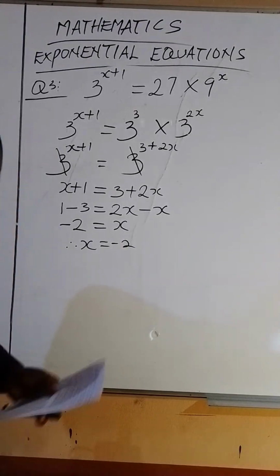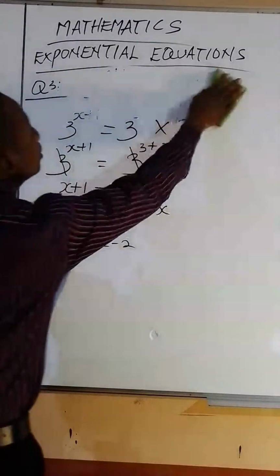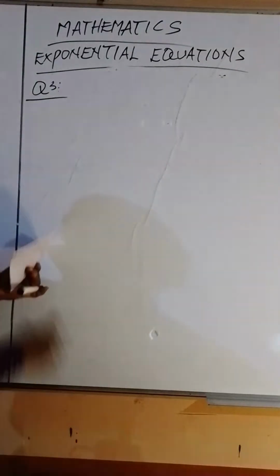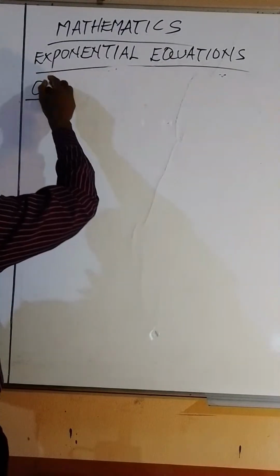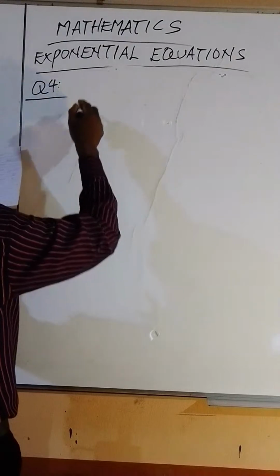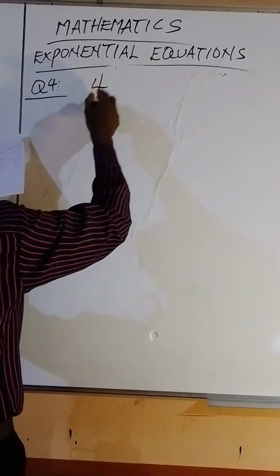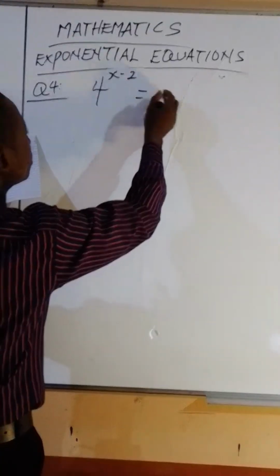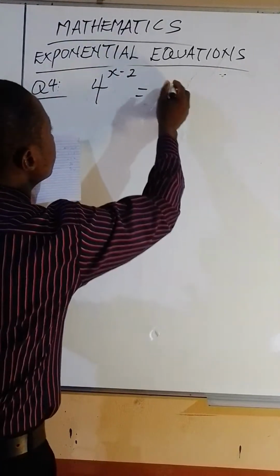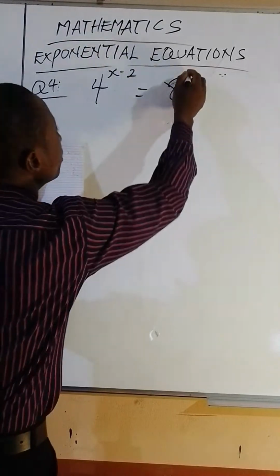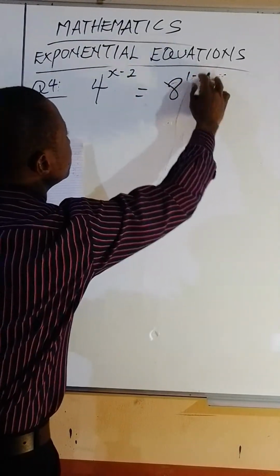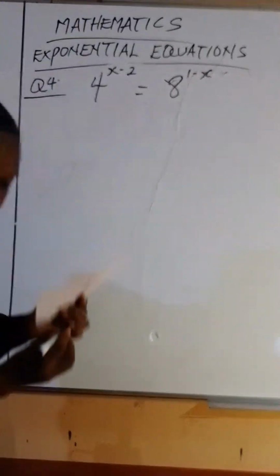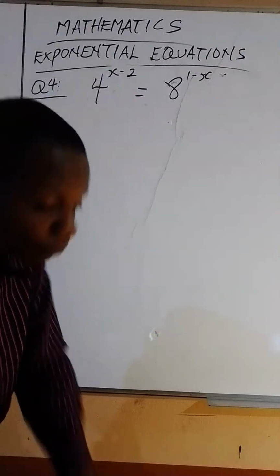So let's quickly go to the fourth question. We're looking at question number 4. And that is 4 raised to power x minus 2 equals to 8 raised to power 1 minus x. And this is the fourth question for today.